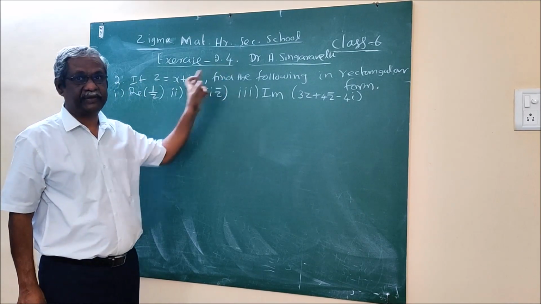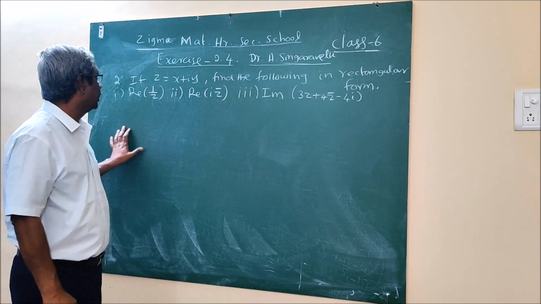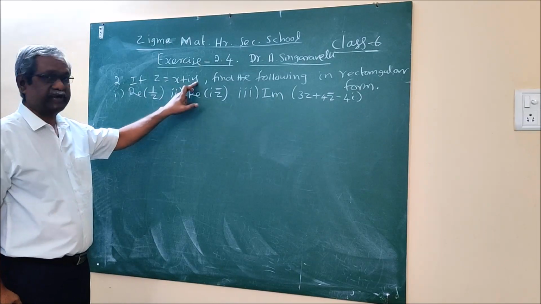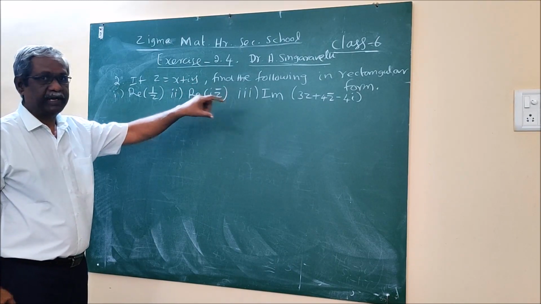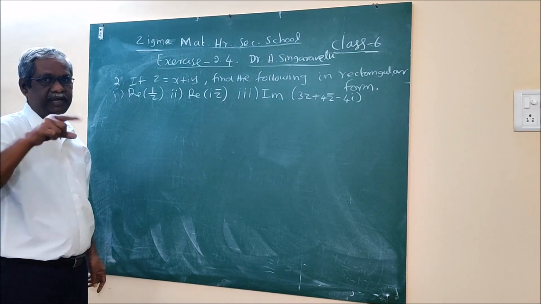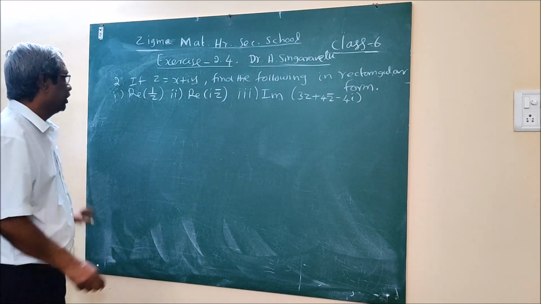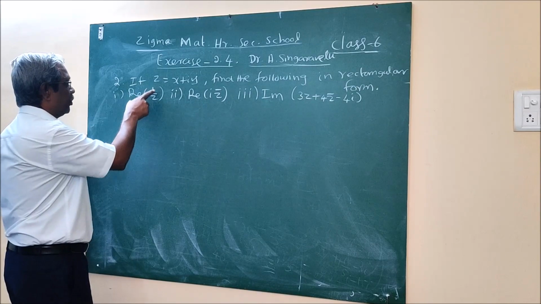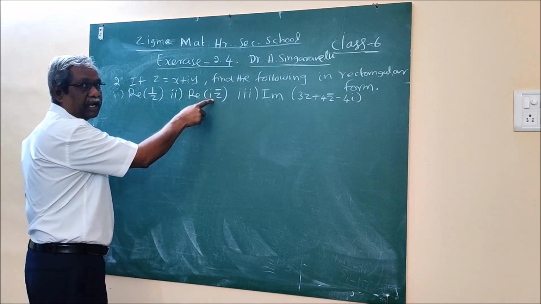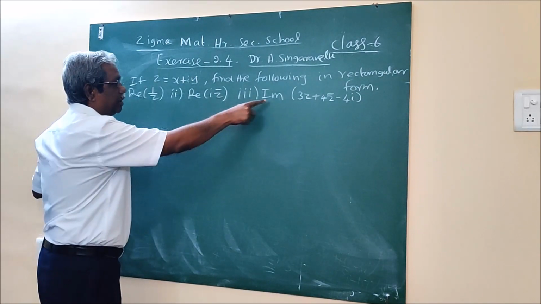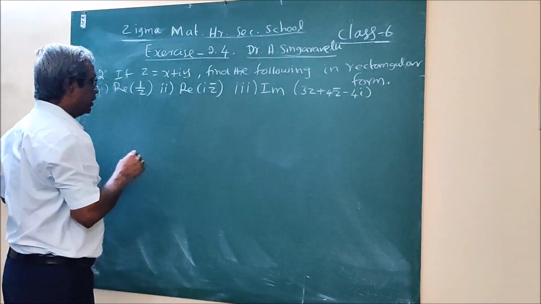Second problem in exercise 2.4. Z equal to x plus iy. Find the following in rectangular form, that is, a plus ib form. The real part of 1 by z, the real part of i z bar, and the imaginary part of this quantity.